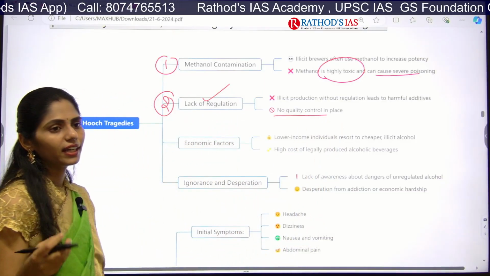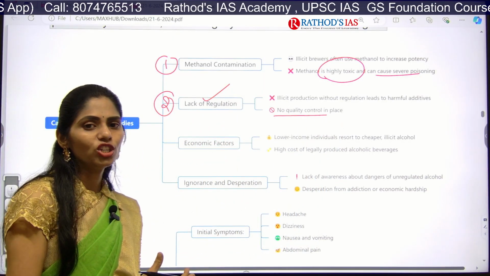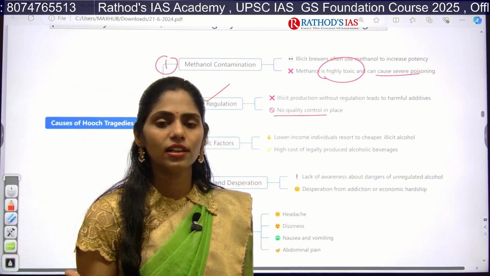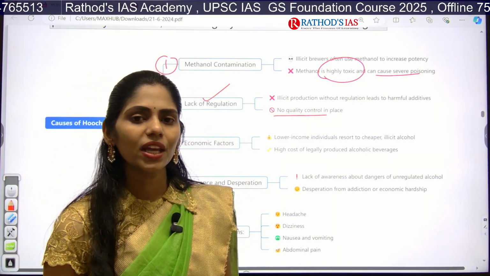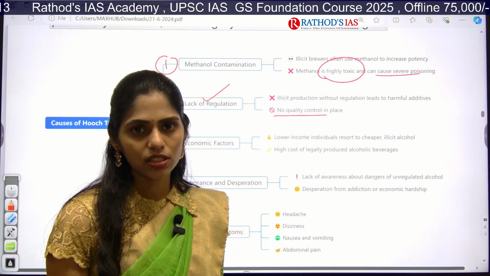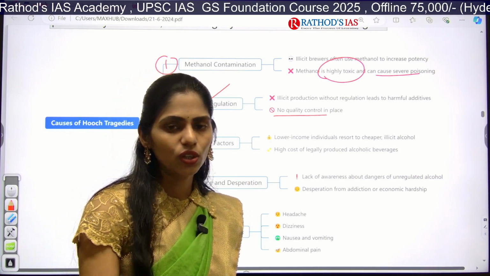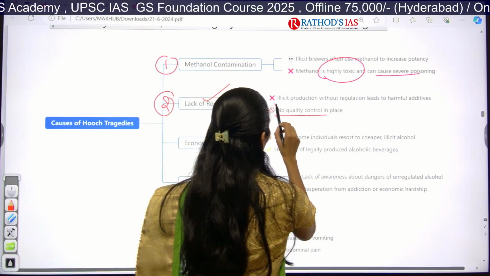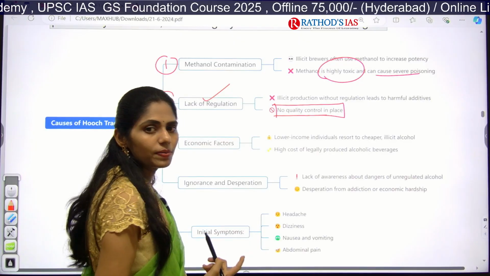For example, if you are getting liquor from a wine shop, there are different brands. We have beer, brandy, whiskey, etc. After producing them, they will have quality control checks. But is that present in this native liquor? No, right? So there is no proper quality control in this hooch production.